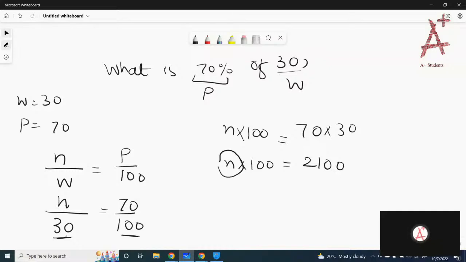You just have to find the value of n only, but here you are multiplying with the 100. So when something is multiplying on one side, when you shift it to the other side, it would be divided. So you have to divide both sides by 100 because you have to remove this 100. So hundreds cancel out each other, and you're left with 2100 divided by 100. When you divide 2100 by 100, it would be 21, or you can cancel out these zeros with each other. It would be 21.